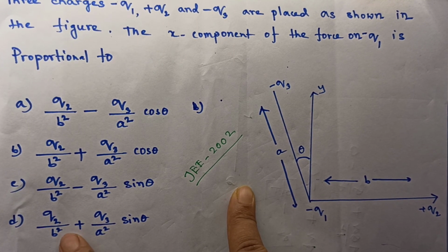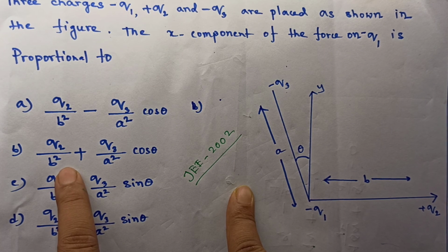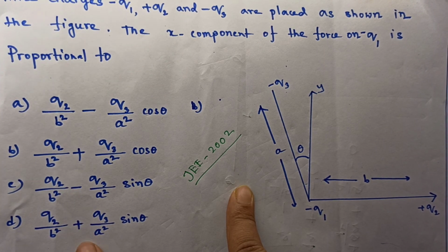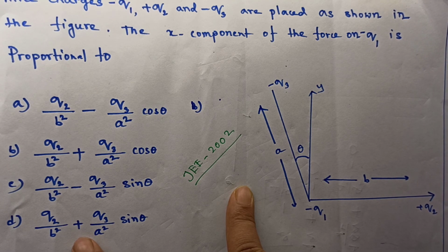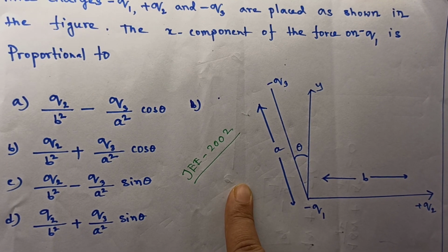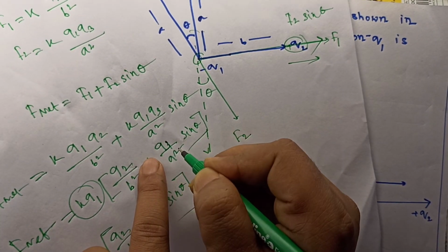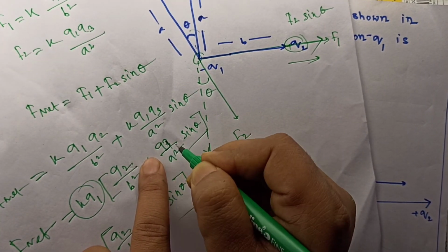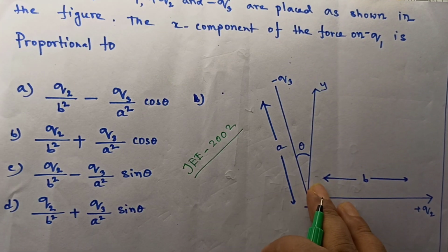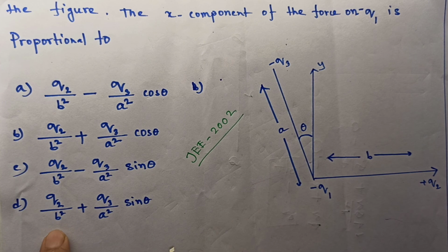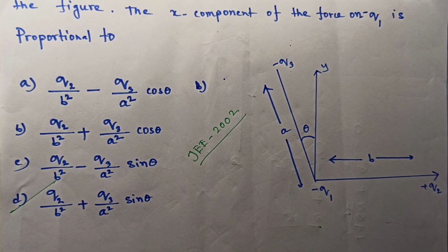So Q2 by B square, where is Q2 by B square? Okay, sorry, there is a mistake. It will be Q3, not Q2, because we are taking Q1 as a common part. So what will be the answer here? Which option will be correct? Option D will be correct here. Okay, so that is our answer.